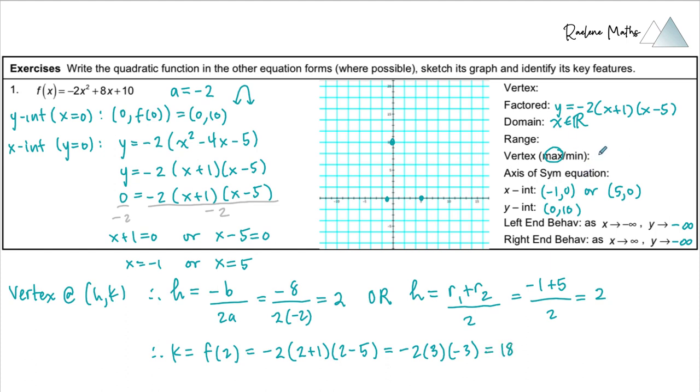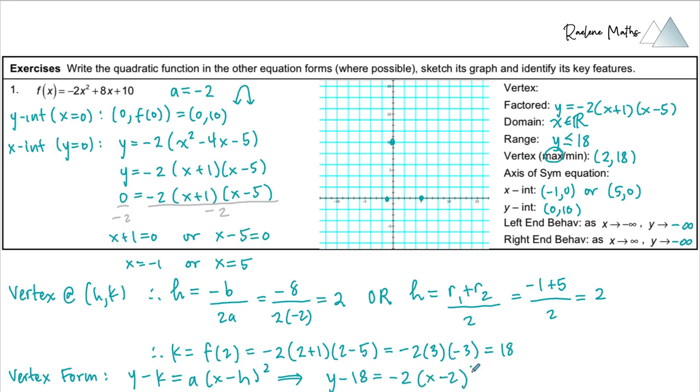So now we know that the vertex is a maximum located at 2, 18, and because the parabola is concave down, we know that the range is going to be y less than or equal to the maximum y-coordinate. So the only thing left to do, apart from sketching the parabola, is to come up with the vertex form of the parabola. And the vertex form requires us to know h, k, which we do, as well as a, which we were given. And so y minus k is equal to a times x minus h all squared, gives us the vertex form of y minus 18 equals negative 2 times x minus 2 in brackets squared.